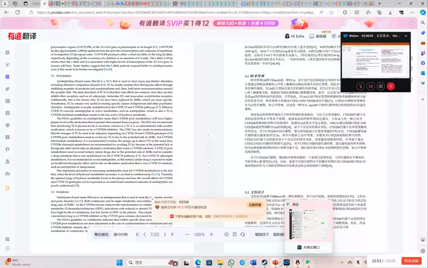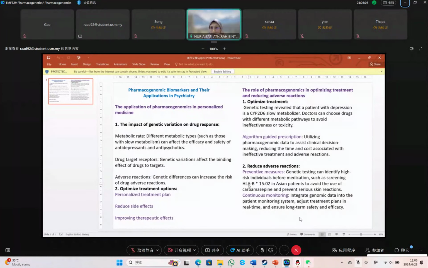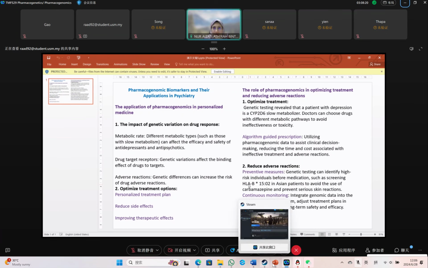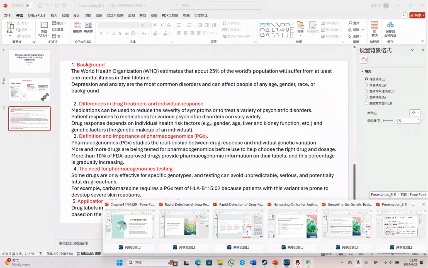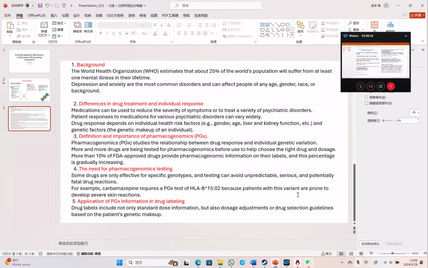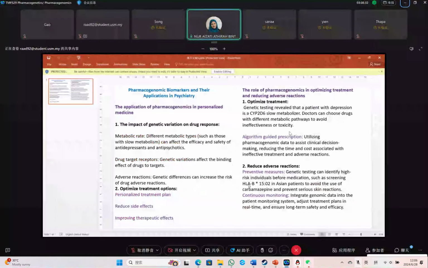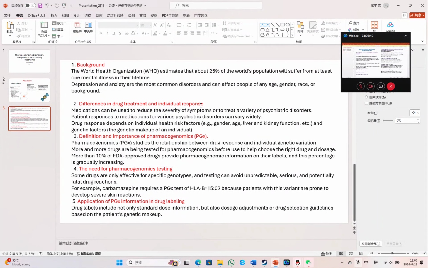All right. Thank you very much, Song and Doctor Rai. Okay. All right. So we come to the next group, Gao and Tapa, also secretary, but it's okay. Let's see what you can come up with. Can you unshare your slide first so that others can share their slide? Okay, Doctor. Thank you.